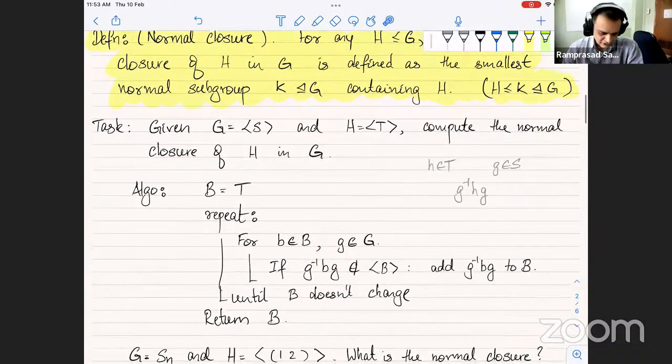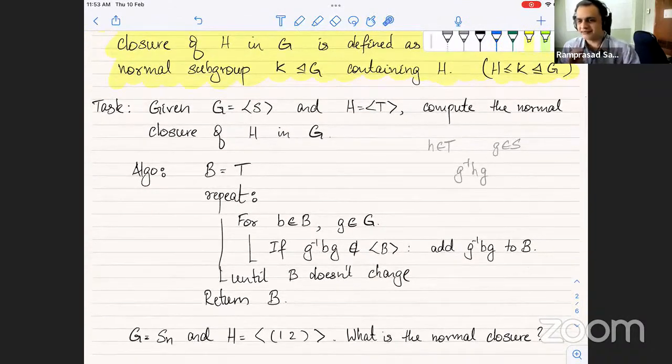Okay, good. So just to make sure that we understand what normal closure means, here is a simple question. Suppose your group G is the set of all possible permutations, and H is the group made up of two elements, the identity element and a transposition. So it's the group generated by just one transposition. What should the normal closure be?